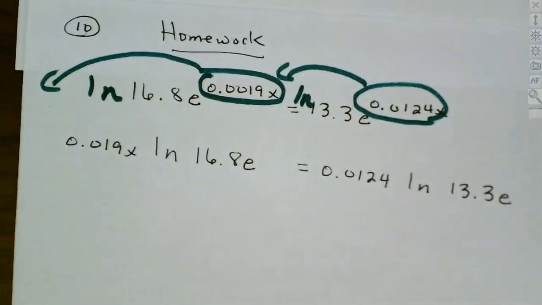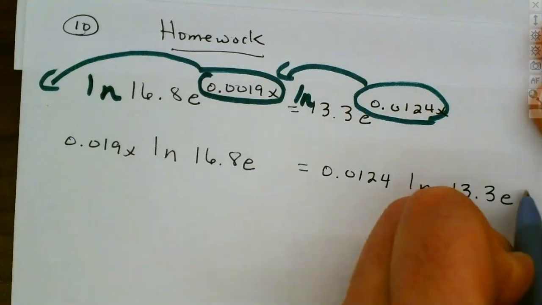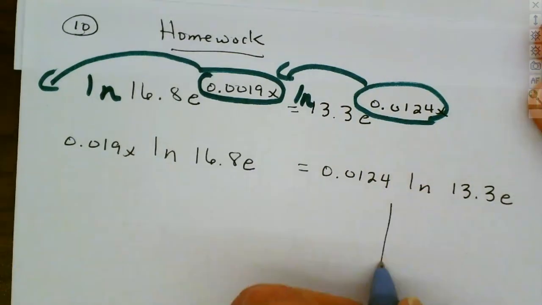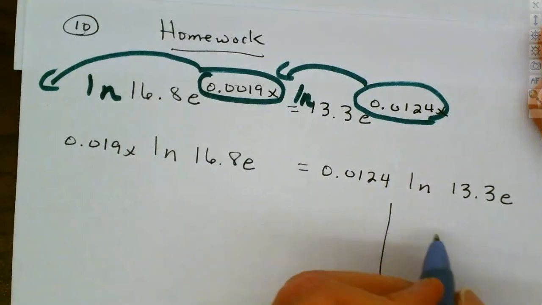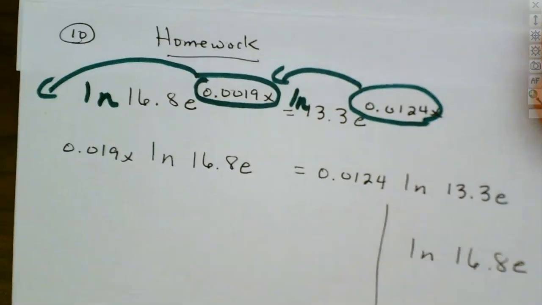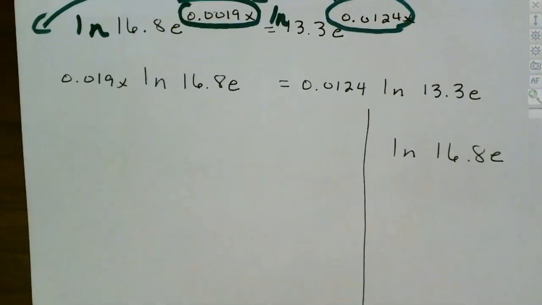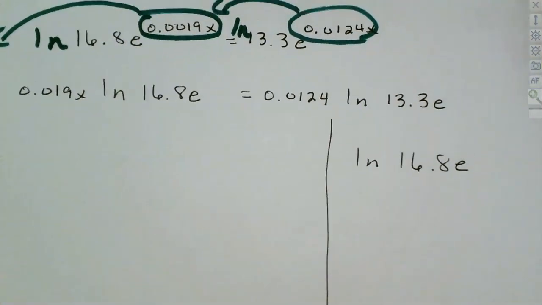Okay, now we're going to go ahead and work out each one of these independently. We can use a calculator, or we can just break it up and work with it the way it is. Either way, let's just work them over to the side. So how would I work out the natural log of 16.8e? We're going to use a technique that we used earlier today.